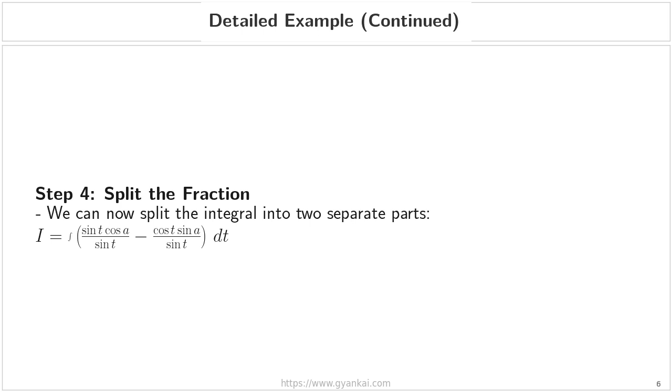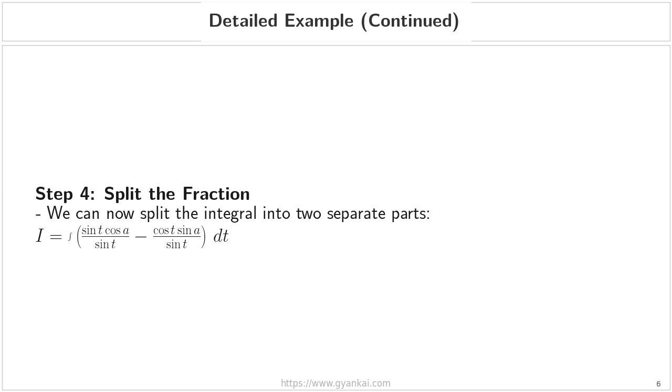Okay, let's move on to slide 6. As you recall from the previous slides, we were working on evaluating the integral of sine x divided by sine of x plus a, and we've already performed the substitution, replacing x plus a with t, and x with t minus a. This led us to the integral of sine of t minus a divided by sine of t with respect to t. Now, looking at this slide, step 4, split the fraction.